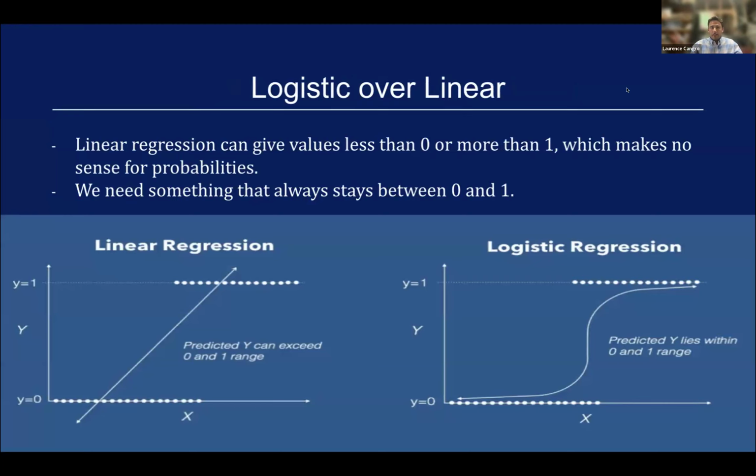So logistic versus linear. In a linear regression, you're going to see values that go past 1 and that go before 0. And this doesn't make any sense for probabilities. So we need something that always stays between 0 and 1. And that's one of the reasons we use logistic over linear regressions.